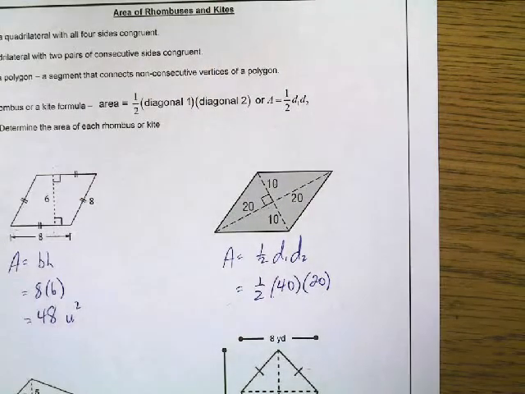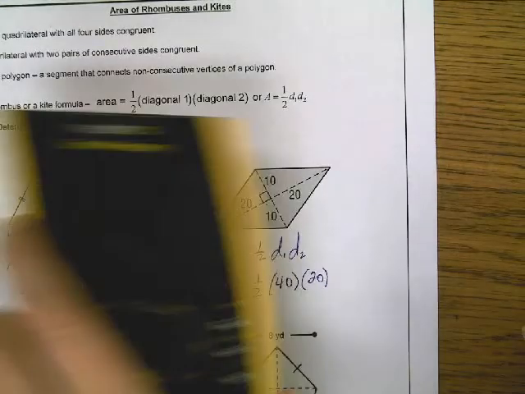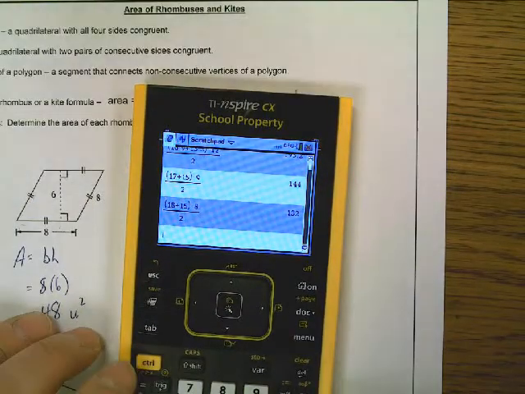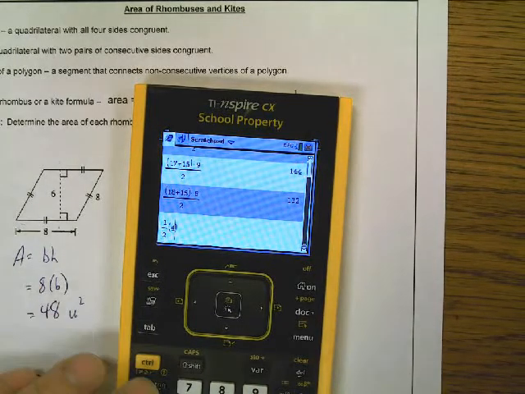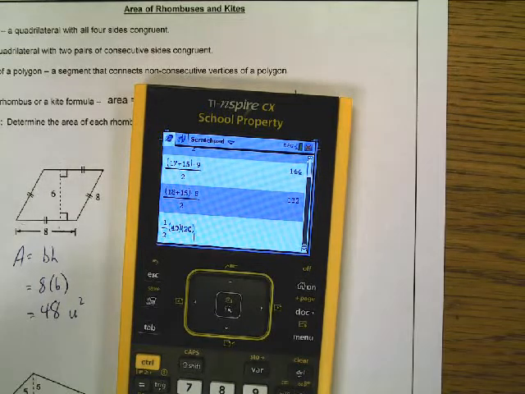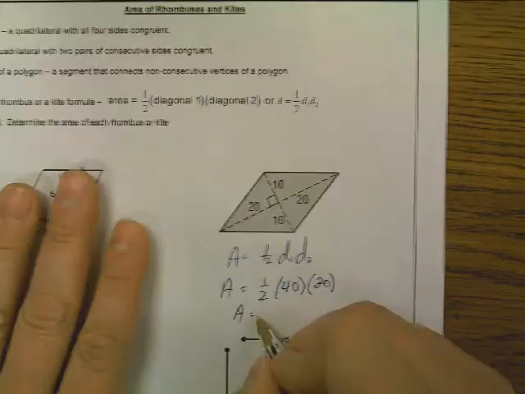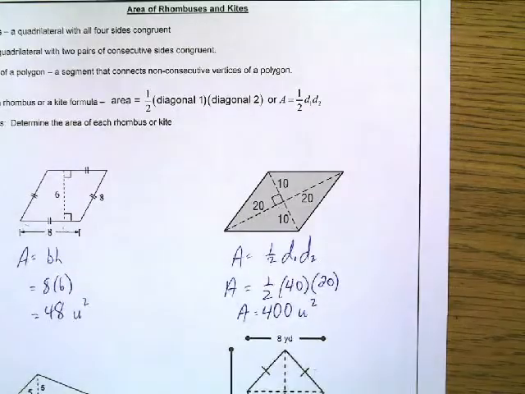Alright, and then we put this into our calculator. And to put it into the calculator, we're going to do it exactly like it looks. We're going to say, control divide, 1/2, parentheses, 40, parentheses, 20. Now, if you want to not use parentheses and do 1/2 times 40 times 20, that's fine. That'll work. And then you push enter, and you get 400. And that's in units squared.